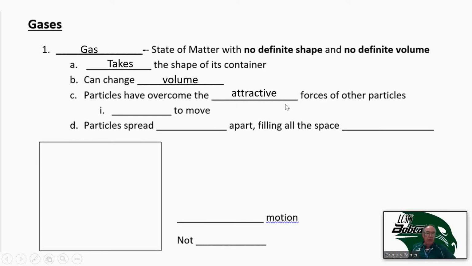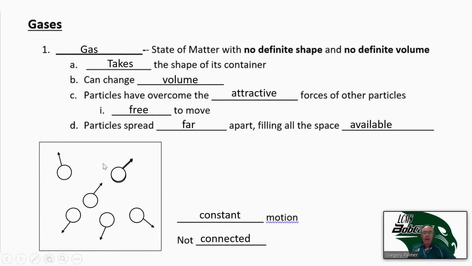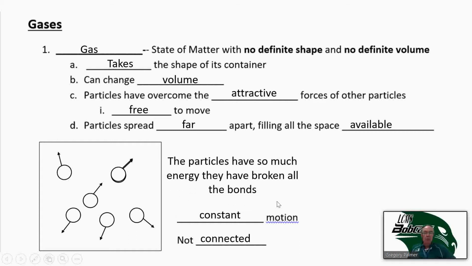As I just explained, the particles have completely overcome all of those attractive forces that were holding them to the other particles, and now they are completely free to move independently, far from the other ones. So they're going to spread far apart, and they're going to fill all of the space available to them. Remember, those particles are in constant motion. They're completely not connected. So I put 5 particles in our container over here, 6 particles. And it shows they're moving in all random different directions. Okay? Particles have so much energy that they've broken all the bonds. Unlike in the other diagrams where the particles were still connected someplace, these have no connections.